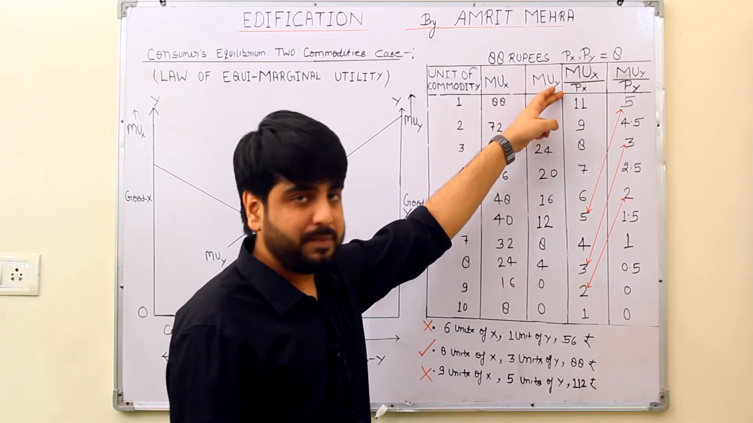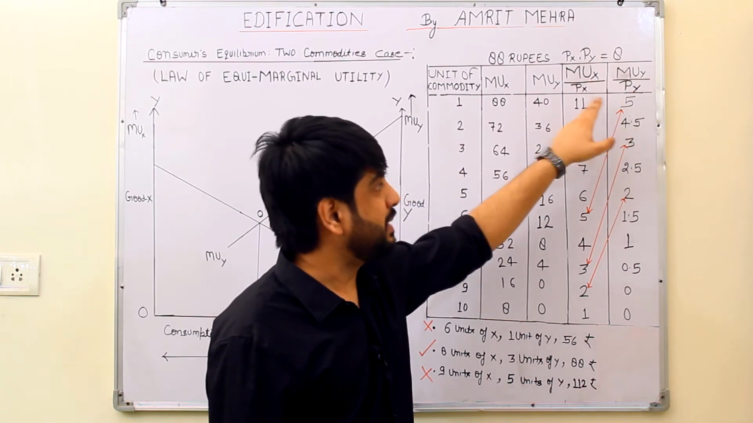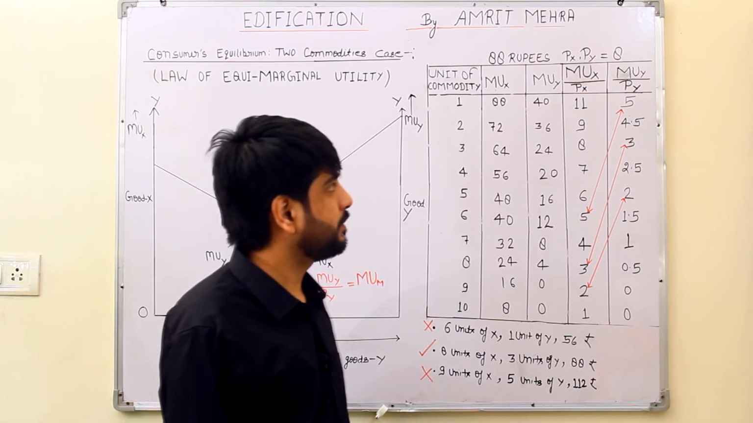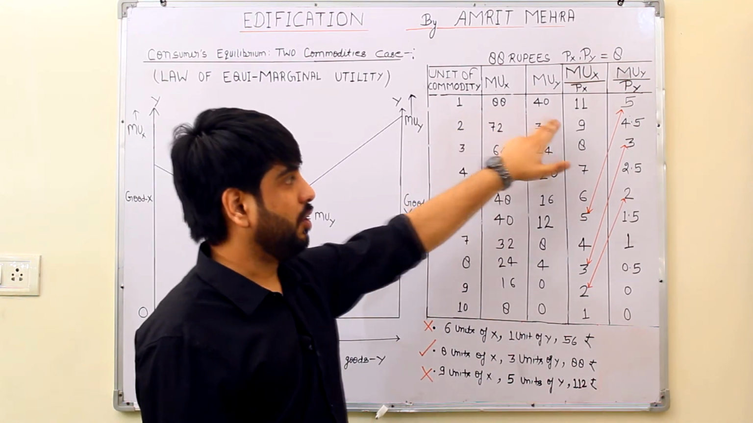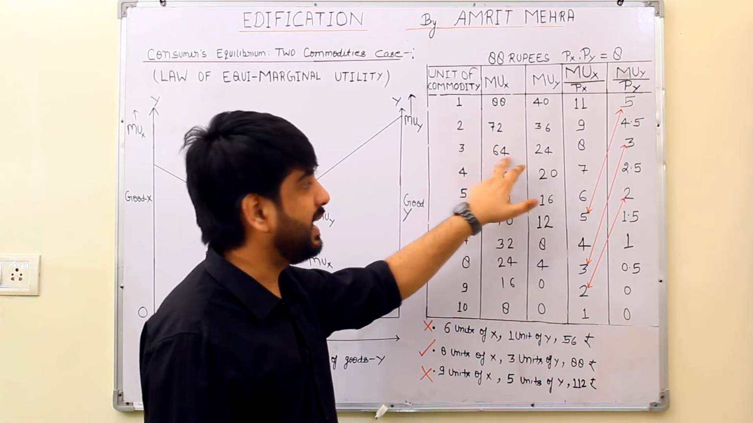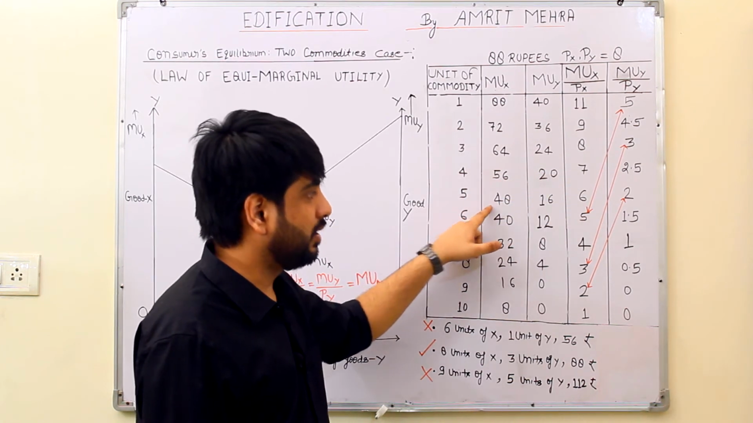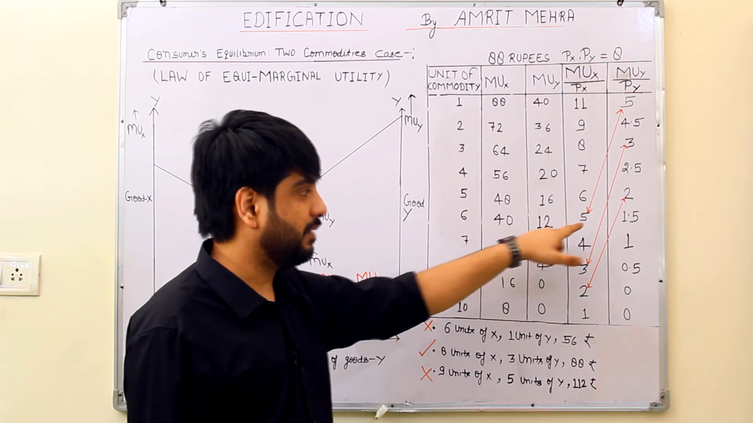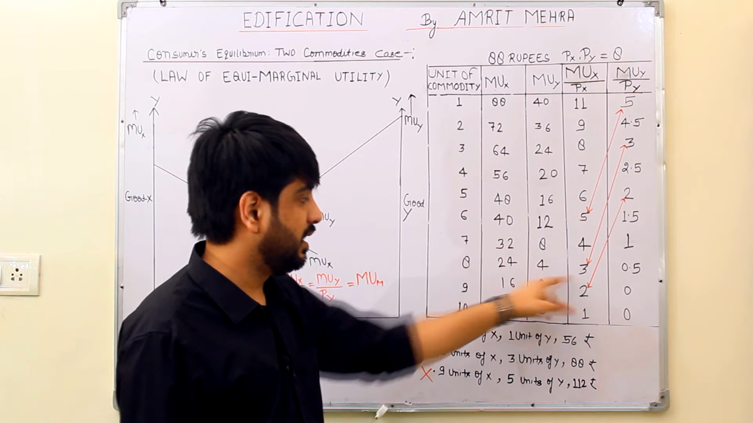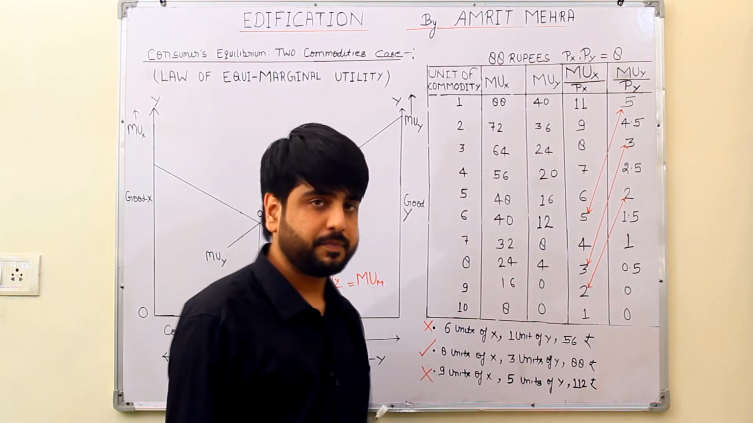MUX divided by PX and MUY divided by PY, PX being the price of X and PY being the price of Y. 88 divided by 8 we got 11, 72 divided by 8 we got 9, 64 divided by 8, 8, 56 upon 8, 7, 48 upon 8, 6, 40 upon 8, 5, 32 upon 8, 4, 24 divided by 8, 3, 16 divided by 8, 2, 8 divided by 8, 1.